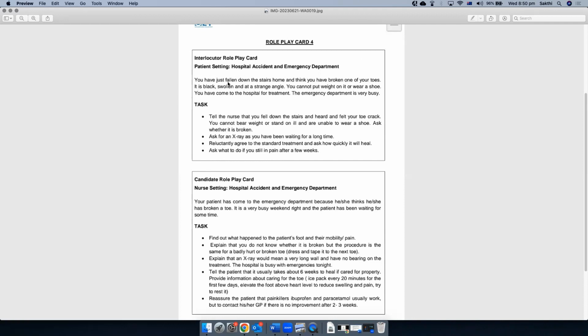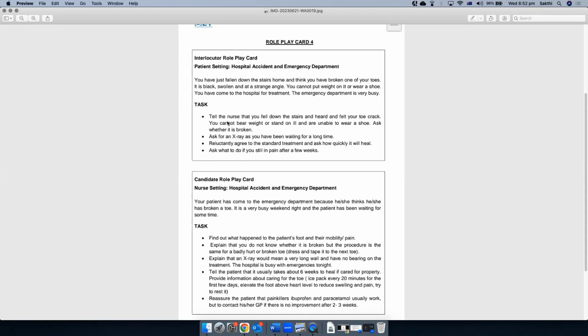The patient has just fallen down the stairs at home and thinks he or she has broken one of the toes. It's black, swollen, and at a strange angle. The patient cannot put weight on it or wear a shoe. So the patient has come to the hospital for treatment. The emergency department is very busy. Okay, this is the situation of the patient as well as the hospital setting.